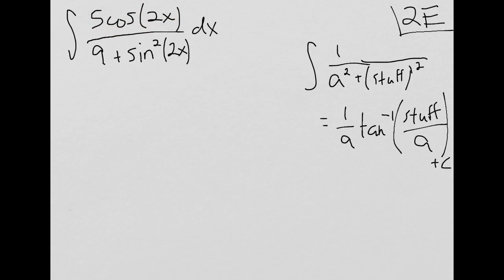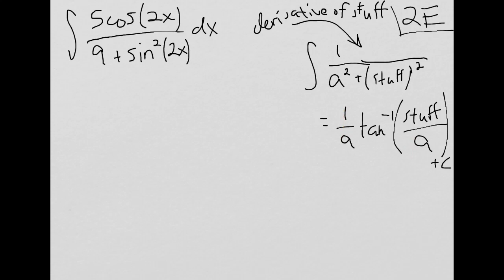Actually, hold on. So, I don't know, we'll see how this goes. But since I wrote stuff squared, I'm not really including the derivative of it. So the derivative of the stuff has to show up in the top here. And that'll give me this tan inverse of stuff over a times 1 over a plus c.